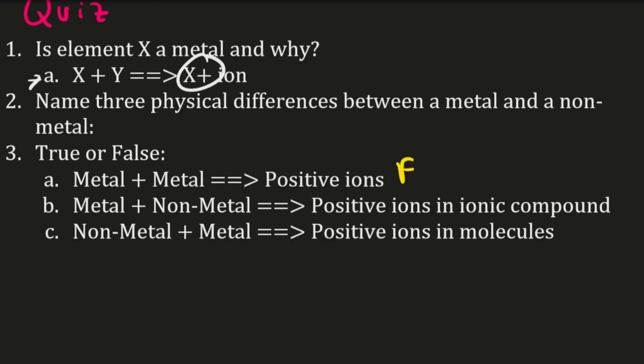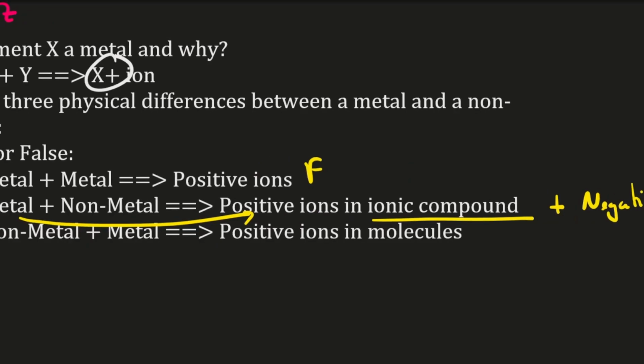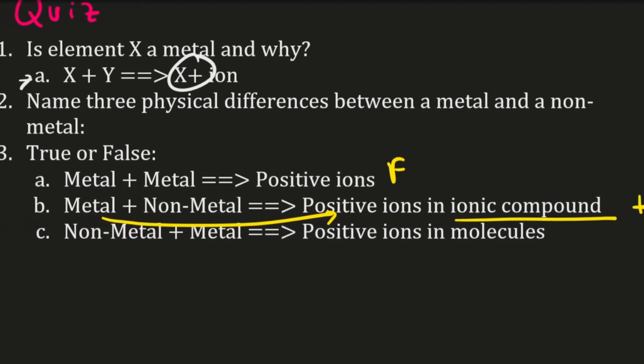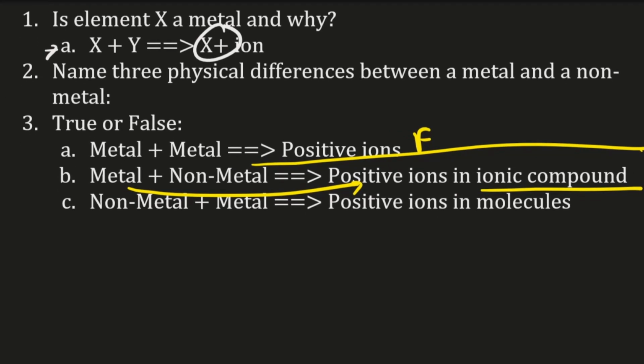Part B then, a metal and a non-metal react to form positive ions in an ionic compound. So this one is actually true. It does form an ionic compound, and the metal is what forms the positive ions, and the non-metal actually forms negative ions in the ionic compound. So the ionic compound is made up of positive ions and negative ions, but the important thing to remember is the positive ions come from the metal and the negative ions come from the non-metal. Okay, and we'll talk about ionic compounds in a little bit more detail, so that will make more sense. So don't worry too much if you didn't quite get that right.